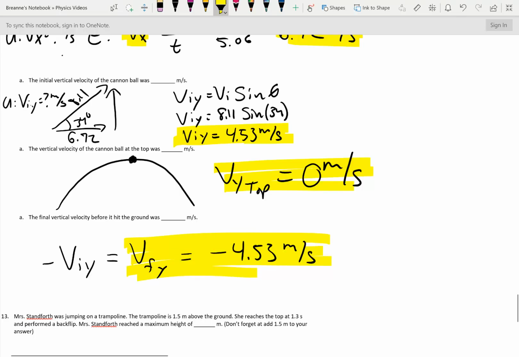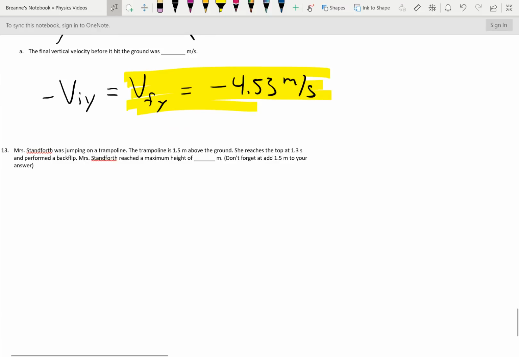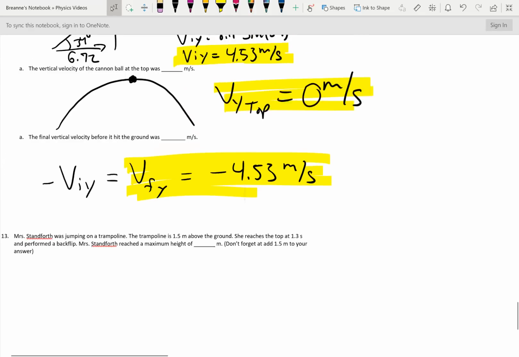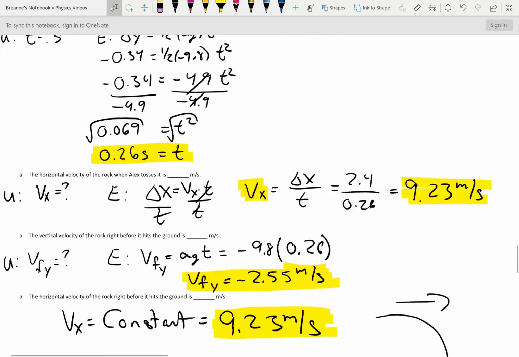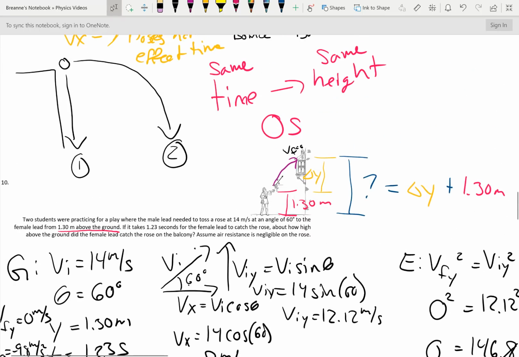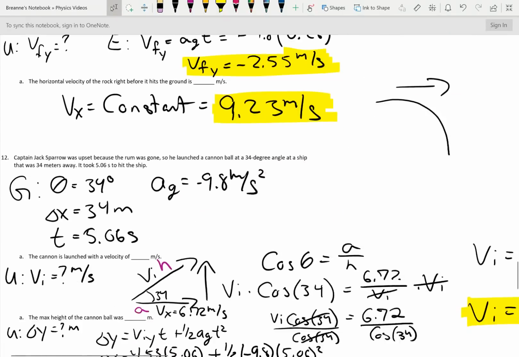One more. Miss Stanforth was jumping on a trampoline. The trampoline is 1.5 meters above the ground. She reaches the top of her jump at 1.3 seconds and performs a backflip. Miss Stanforth reached a maximum height of blank. Don't forget to add your 1.5. So this is just like the other one, just like the actors when you had to add the 1.3.